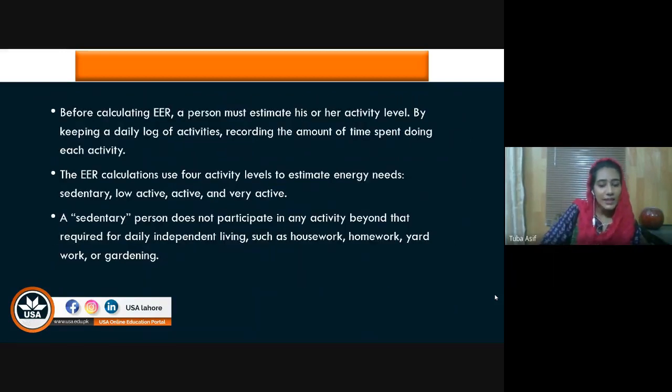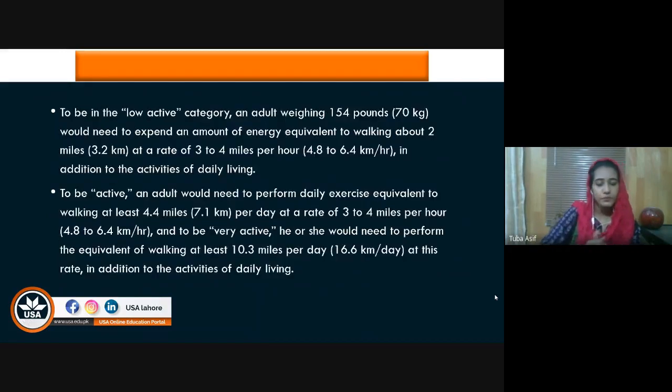Before calculating the EER, a person must estimate his or her activity level, whether he is sedentary, active, moderately active, very active, or doing some strenuous task. To be in the low active category, an adult weighing 70 kg would need to expend an amount of energy equivalent to walking about 2 miles at a rate of 3 to 4 miles per hour in addition to the activities of daily living. To be active, an adult would need to perform daily exercise equivalent to walking at least 4.4 miles per day at the rate of 3 to 4 miles per hour, and to be very active, he or she would need to perform the equivalent of walking at least 10.3 miles at this rate in addition to the activities of daily living.